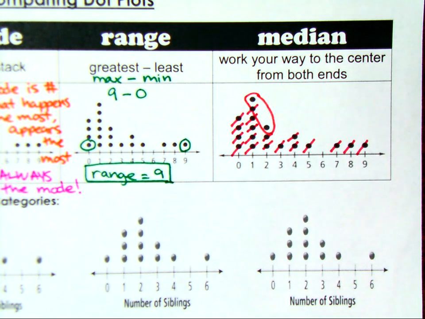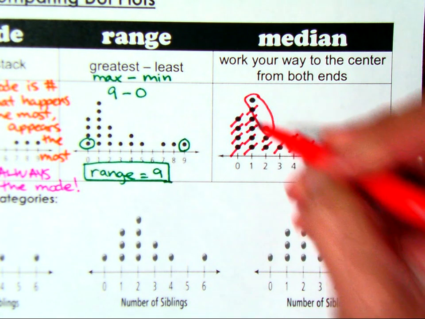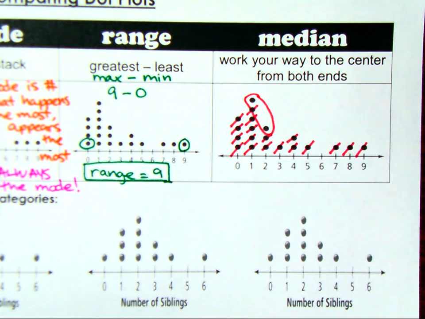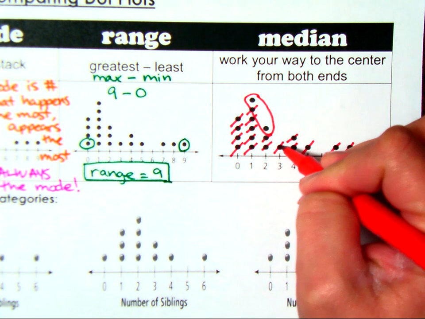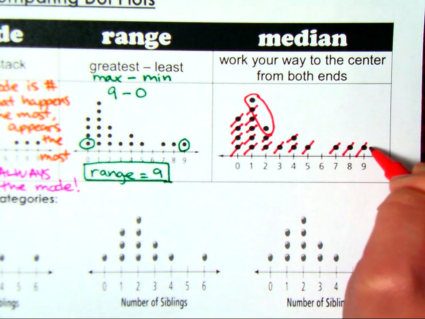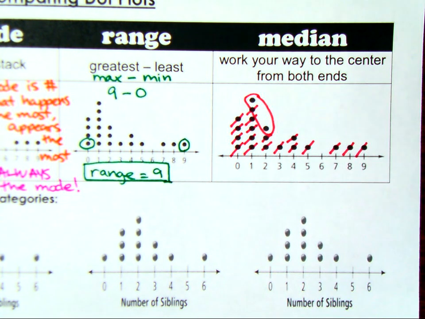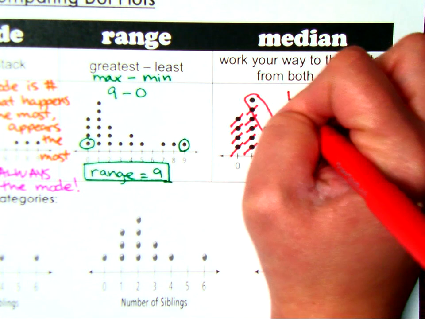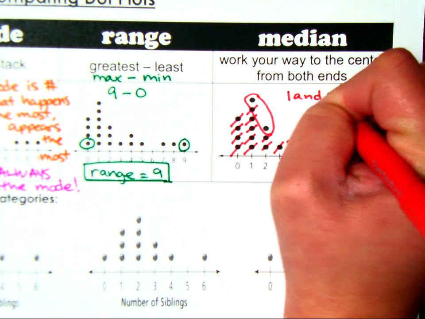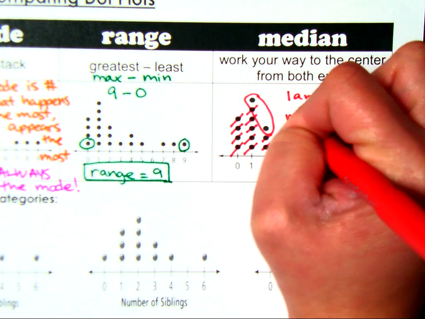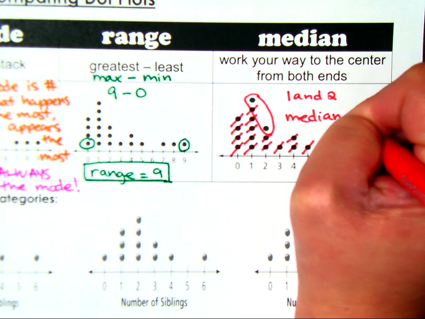So I have 2 true middle numbers. Let's look. 1, 2, 3, 4, 5, 6, 7, 8, 9. So I crossed off 9 numbers on the left. 1, 2, 3, 4, 5, 6, 7. 1, 2, 3, 4, 5, 6, 7, 8, 9. There we go. Forgot to count those 2 2s. So there's a 1 and a 2 as the middle numbers, and what's in the middle of 1 and 2 is going to be my median.